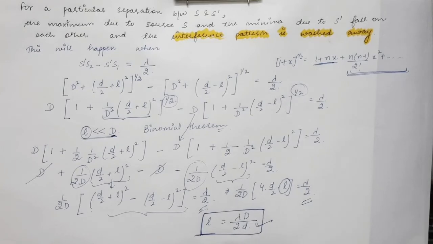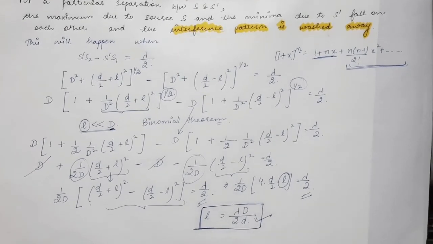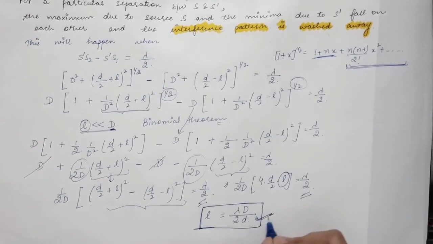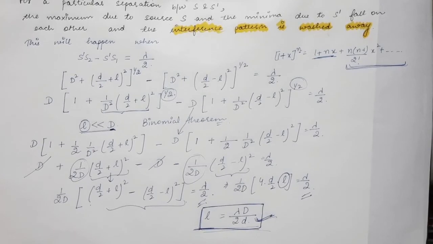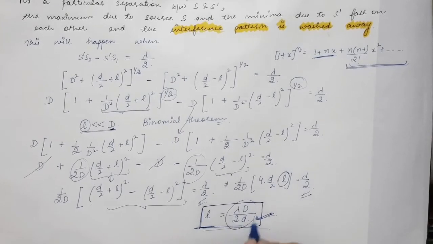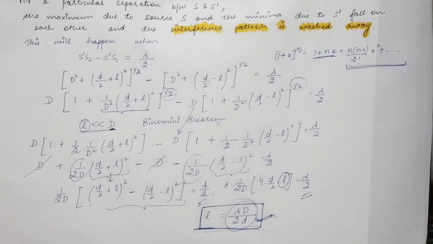So the distance between the two sources S and S prime must be very less as compared to this length. Only then the interference pattern will be of good visibility. So what do we want? We want an interference pattern of very good visibility.